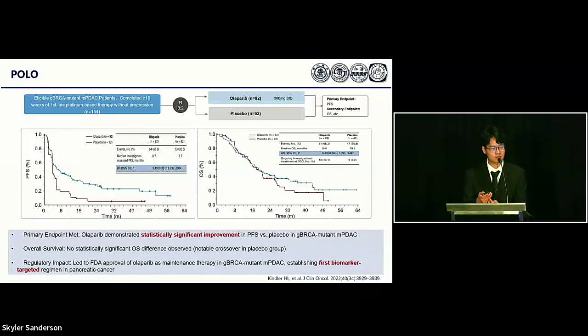The classic POLO study has also verified it. In this study, patients with BRCA mutation could benefit from olaparib maintenance therapy in terms of median PFS. However, BRCA wild-type patients could not benefit from this treatment. Although no significant OS difference was observed in this study, the POLO study still established the first biomarker-targeted regimen in pancreatic cancer.